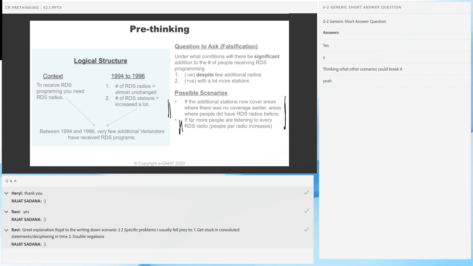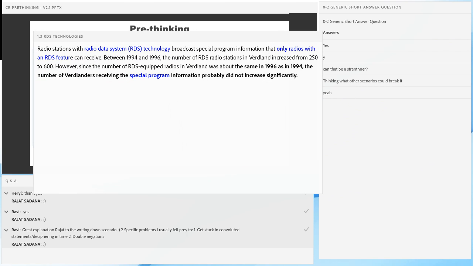So, how do you increase the number of Verlanders? It's about the number of people reached. Let me just type it out. The way to think about this is, let me just go over here. Let me see if RDS technologies are there. Okay. So, how do you estimate?